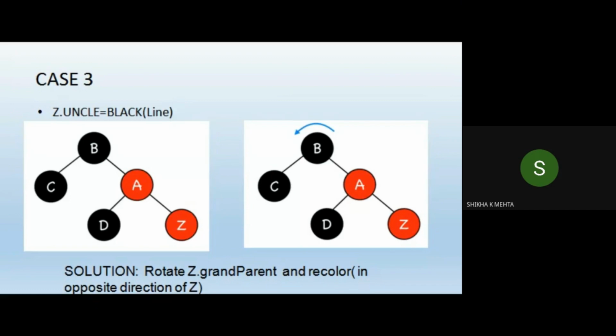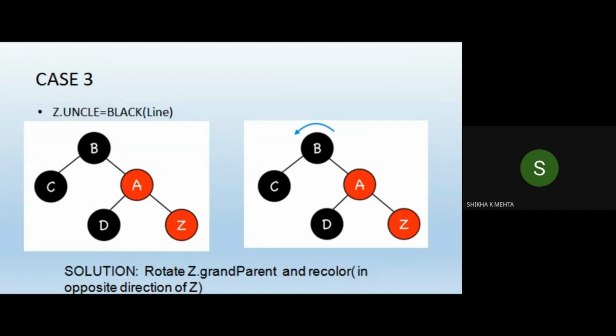When we rotate, B will become... which node will become the parent? B will be going to the left. Which node will become the parent? A will become the parent. So remember, in all the rotations we are going through, the child becomes the parent and the parent becomes the child in the rotation. So A will become the parent node and B will become the left child of A, right?